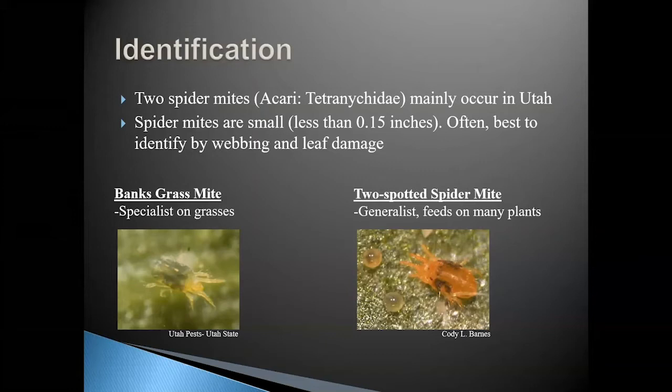Both of these spider mites thrive under warm, dry conditions. And also, both of these mites start feeding from the lower leaves of the corn and work their way up as the infestation progresses.